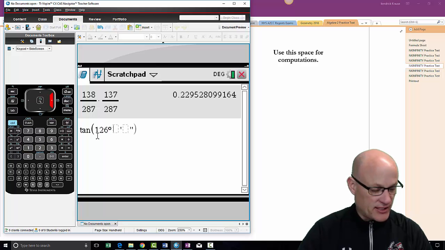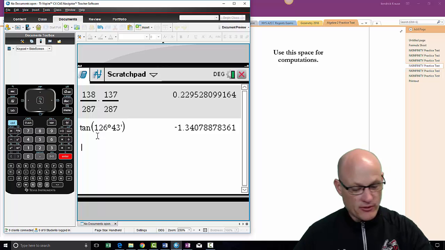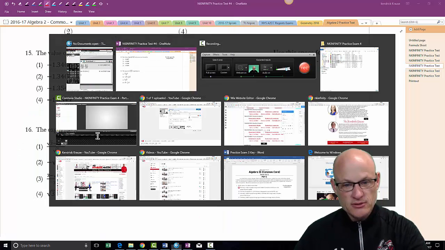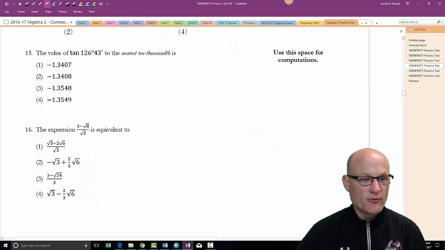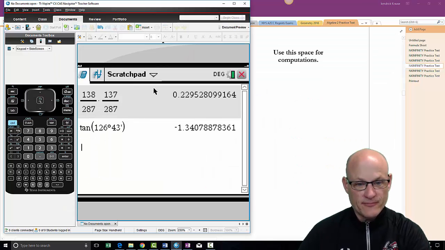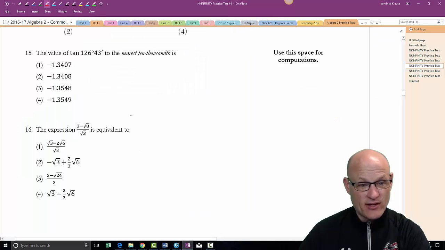126. So this is just basically testing, can you put stuff in your calculator, really? Press enter. Negative 1.3408. There it is. Is it 408 or 407? 4078. So the 8 rounds that 7 up. So there it is. Careful with the rounding, I guess.